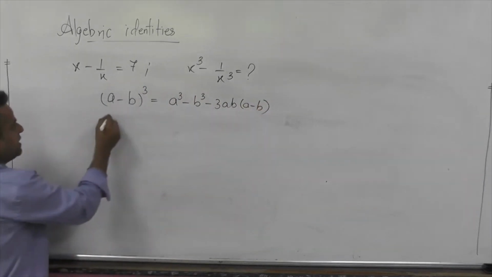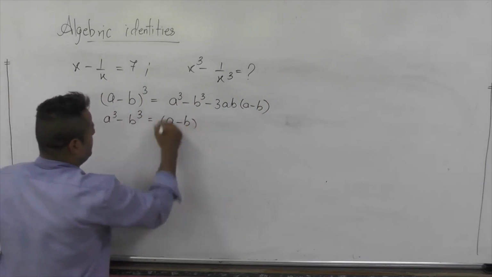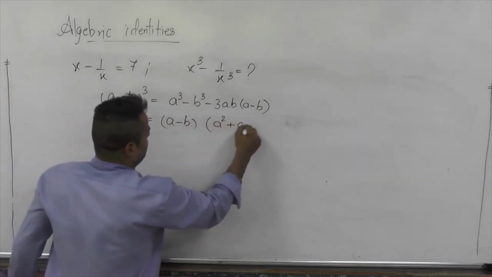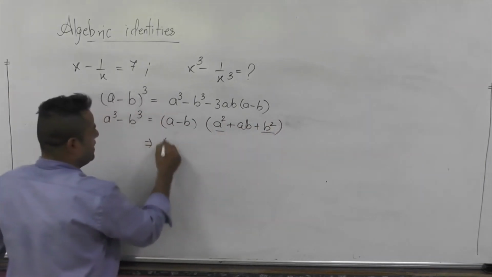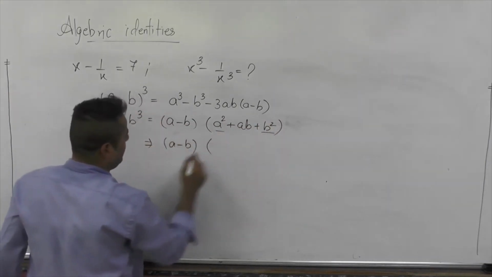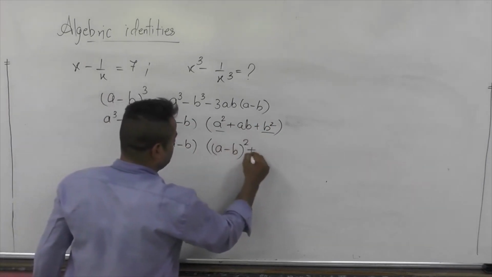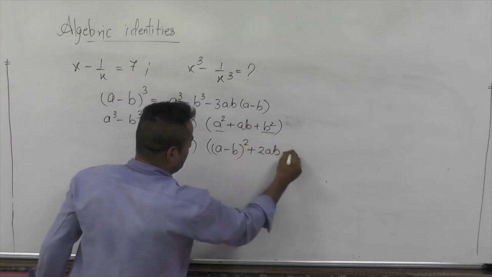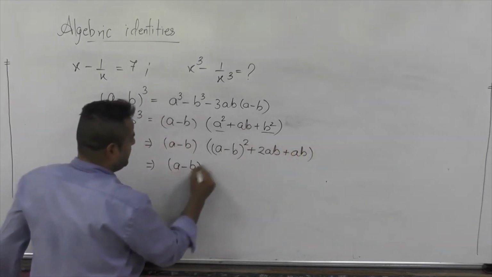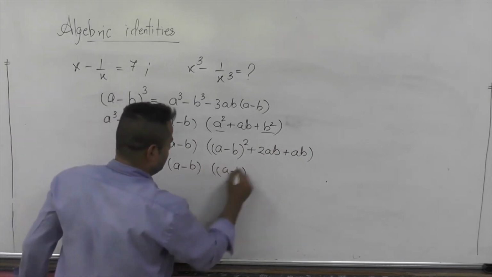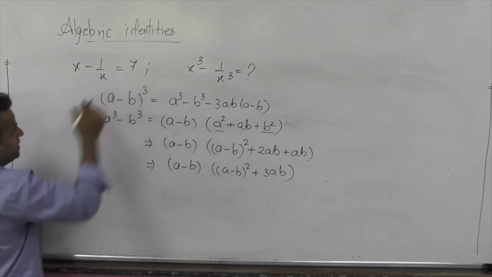Or you can apply the a cube minus b cube formula also, which is a minus b times (a square plus ab plus b square). And you can also apply the a square plus b square formula in terms of a minus b. If you remember, that is a minus b whole square plus 2ab, and this ab also exists, so it will become a new formula we are forming. It will be a minus b whole square plus 3ab. Now we just put the values here.